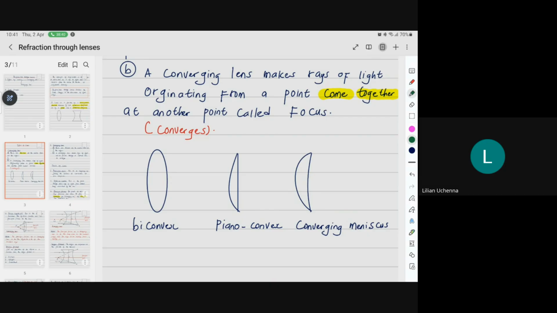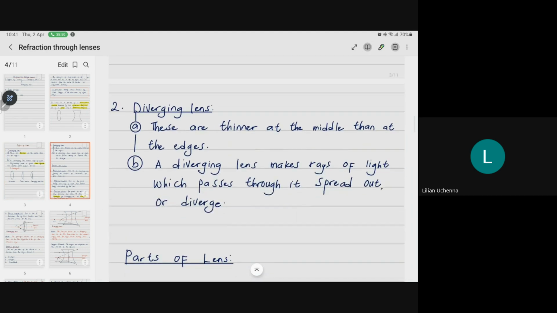You might need to take note of the shapes, in case there are diagrams that come from there, you know. But on rare occasions will you see that. It's important that you just take note, but it's not a big deal, right? So that is it for your converging lens.